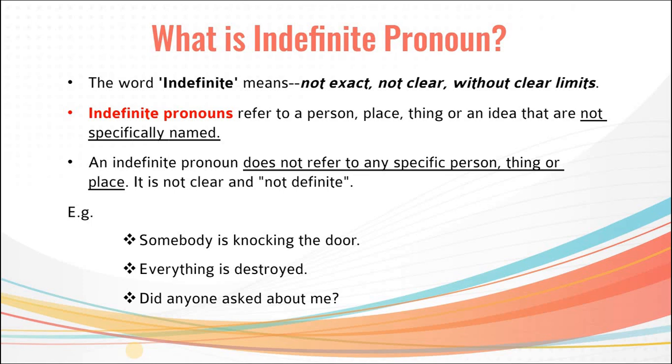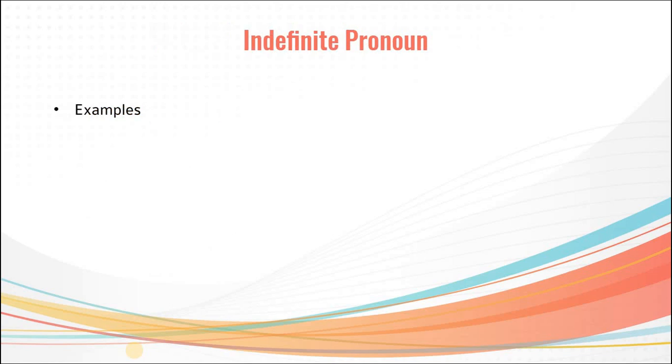Like you say, everything is destroyed. So for example, what things are being destroyed? We don't have a clear limitation for it. We are not clear about what the things were which were destroyed. I don't know. Did anyone ask about me? Has anyone asked about me? Have you gone somewhere? Somewhere, anywhere, somebody, everything, anyone, no one, etc. These are called the indefinite pronouns.